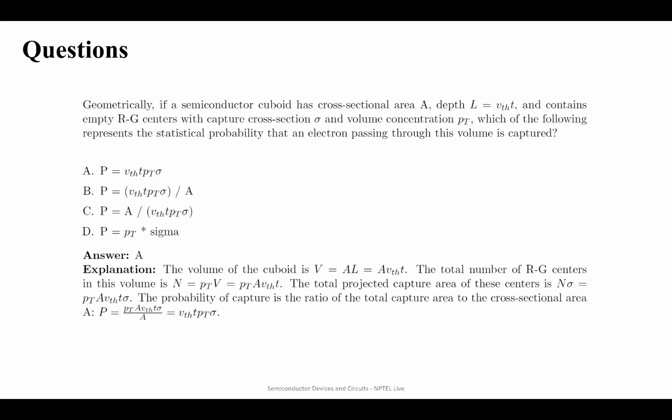So the answer is A. The volume of the cuboid is V equals A L equals A V_th t. The total number of RG centers in this volume is N equals P_T V, which is P_T A V_th t, and the total projected capture area is N sigma. So the probability of capture is the ratio of total capture area to cross-section area, which is given as P equals V_th t P_T sigma.